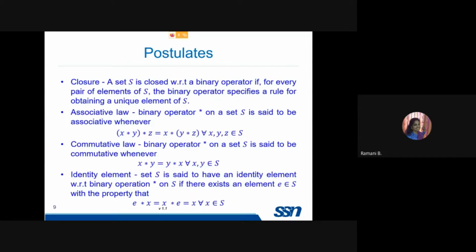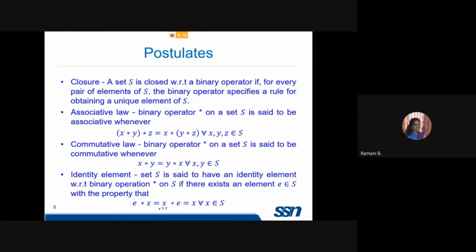Then we go to the postulates. You would have come across these postulates in mathematics in 12th standard or so. I remember studying it in 12th standard, so maybe you guys also came across them at that time. We are going to see 6 postulates. The first one is the closure property. Next, associative law, commutative law, then identity element, then the inverse, and last the distributive law.